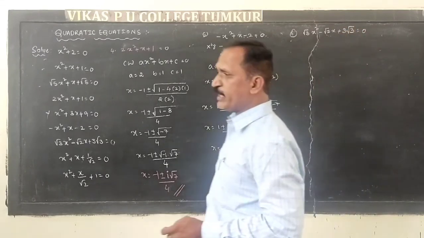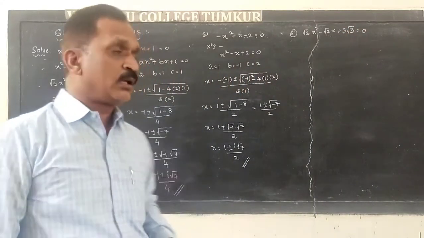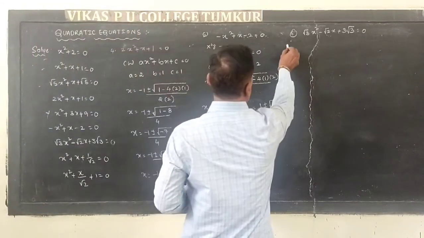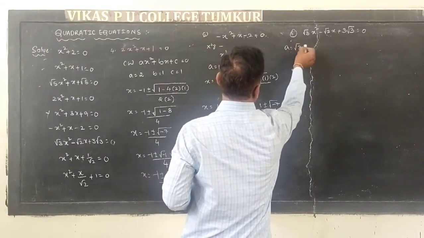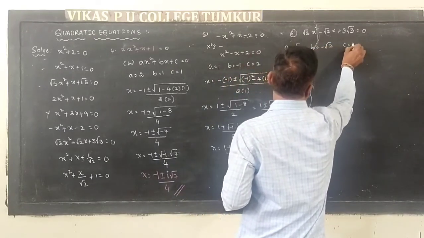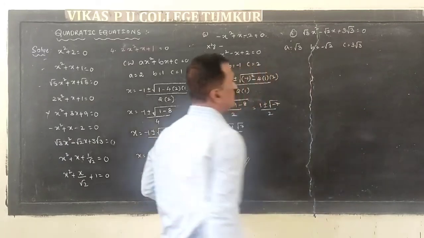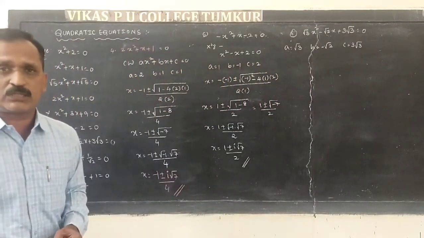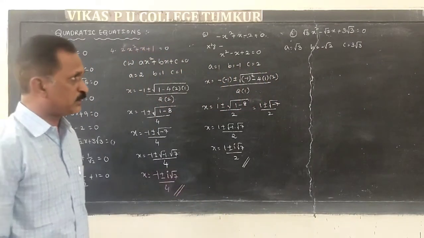Can you see the value of a here? What is the value of a? It is root 3. The value of b is minus root 2. The value of c is 3 root 3. These are the coefficients of x square, x, and the constant.